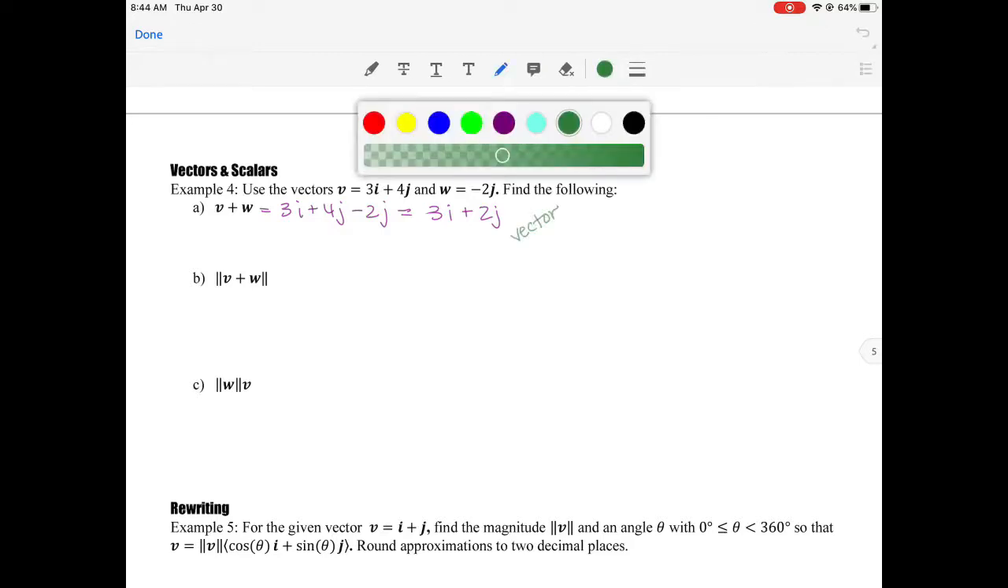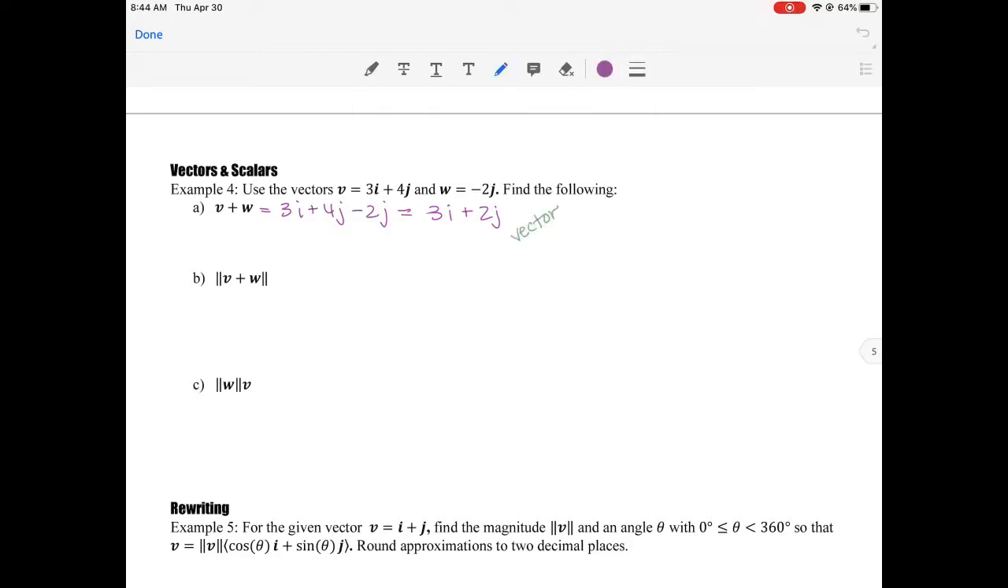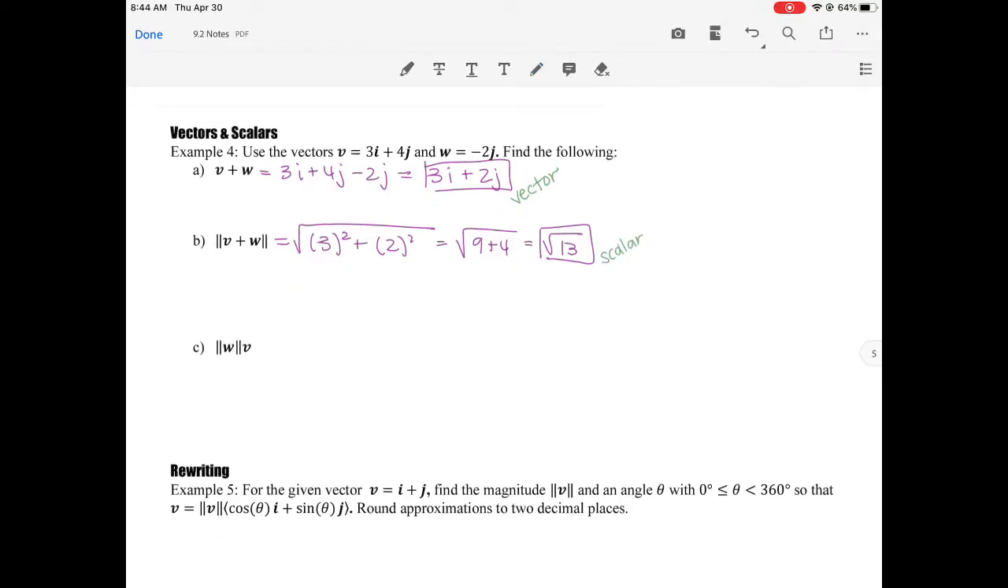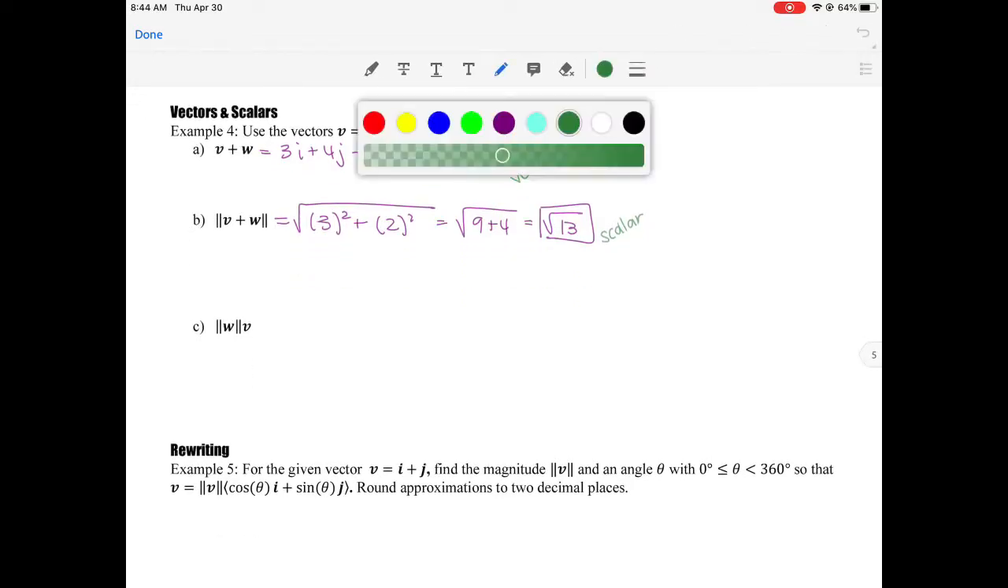Okay, on this next one though, when it asks you to find the magnitude of that quantity, right, we're now doing the square root. In this case, our x value is at 3, and our y value is at 2. So we've got the square root of 9 plus 4. So we get the square root of 13 as our answer here. And this one, in this case, is actually a scalar, right? It's a single number. It doesn't have direction anymore. It is just length.